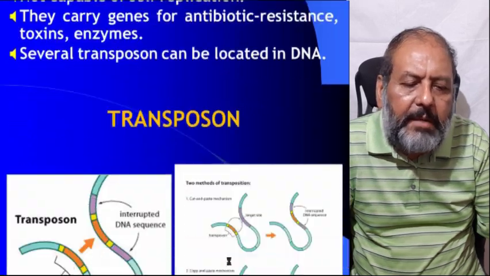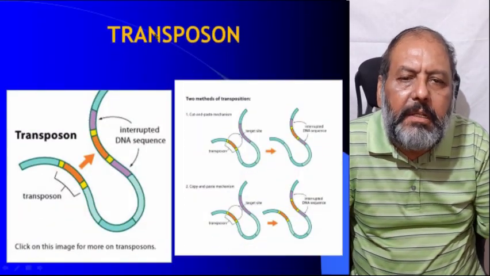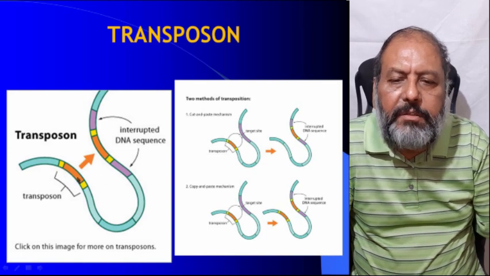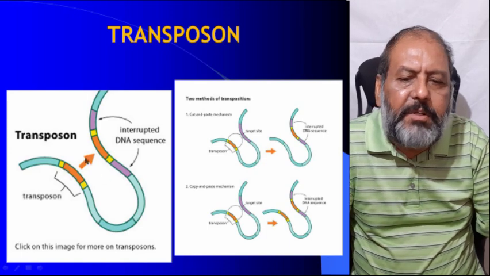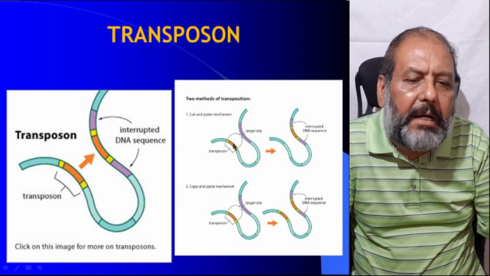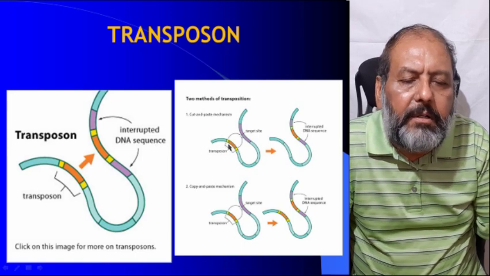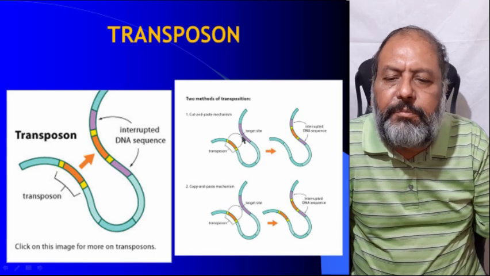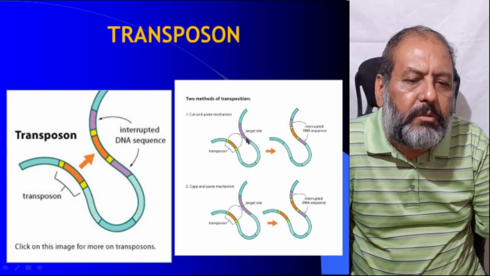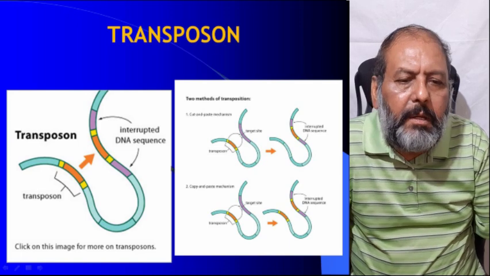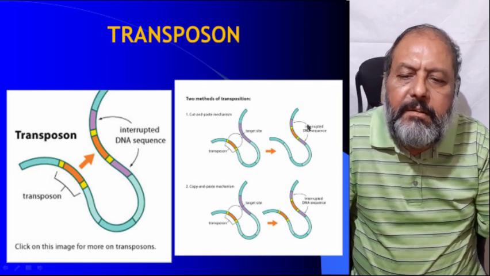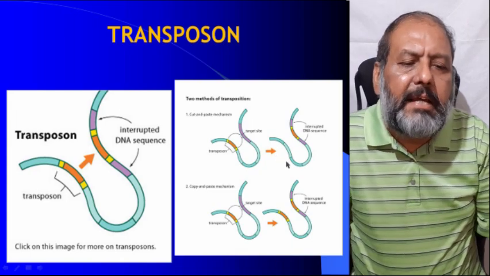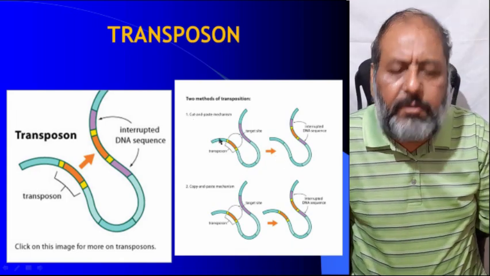Several transposons can be located in the DNA. Here one can see a transposon. These are present on this DNA, and can be transferred from this part to this part. Similarly, this piece of the chromosome, the transposon, can be transferred to another piece of the chromosome. Similarly, this can be transferred to the plasmid also, that is also the extrachromosomal part of the bacteria.